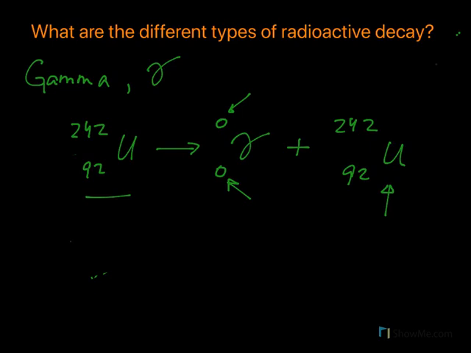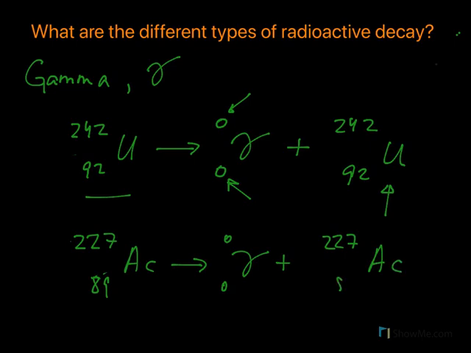So again, if we take another example, let's take actinium-227, and it goes through a gamma decay. Again, it looks like here that the actinium did not do anything, but like I said, it did do something at the subnuclear level. So this is what happens when we go through a gamma decay.